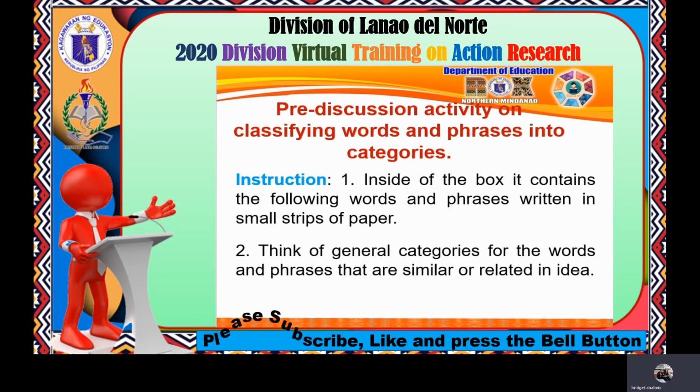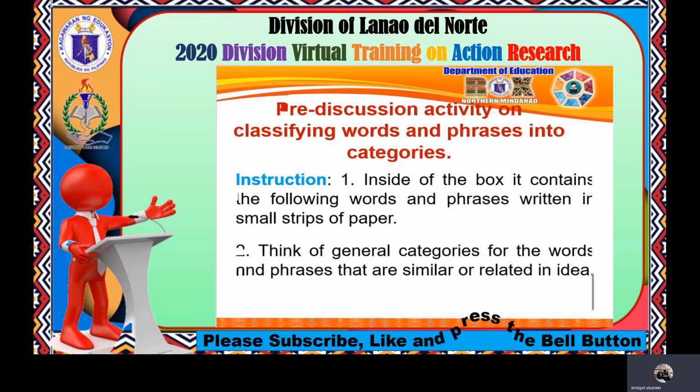But before we have the proper discussion about data analysis, let us have first the pre-discussion activity on classifying words and phrases into categories. So listen for the instruction. Instruction 1. Inside of the box, it contains the following words and phrases written in small strips of paper. Then think of general categories for the words and phrases that are similar or related in idea.